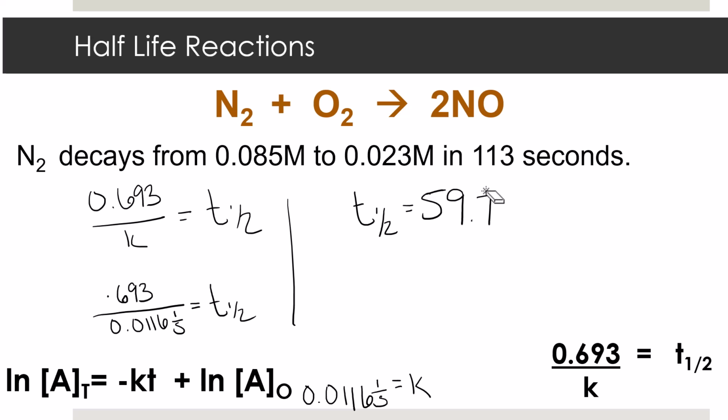59.7. How do we know the units on this? Well, the units are built into the problem. We've got 1 over seconds on the bottom of a fraction, which actually brings this to the top of the fraction. So you take the inverse of the inverse, and we get that the half-life is 59.7 seconds. So that is an integrated rate law problem with the half-life for a first-order reactant. I hope you guys found this helpful.